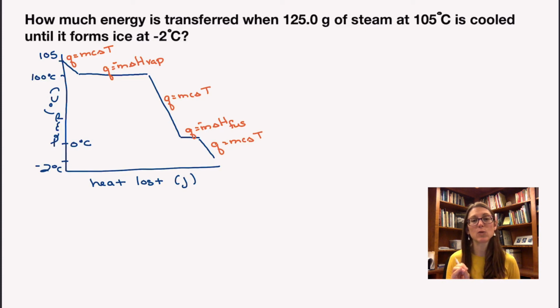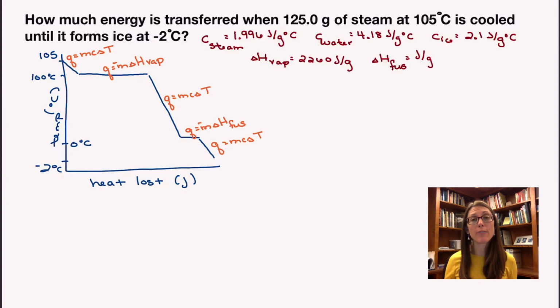Just like with everything else we've been doing, you will be given the values for heat capacities for all the different kinds of water or things that are in the problem, along with heats of vaporization and heats of fusion. So I'm going to list those now. And now that we have all the values that we are going to need to plug into these equations, it's time to work 5 different equations. So I'm going to do this, and then we'll come back on the other side.